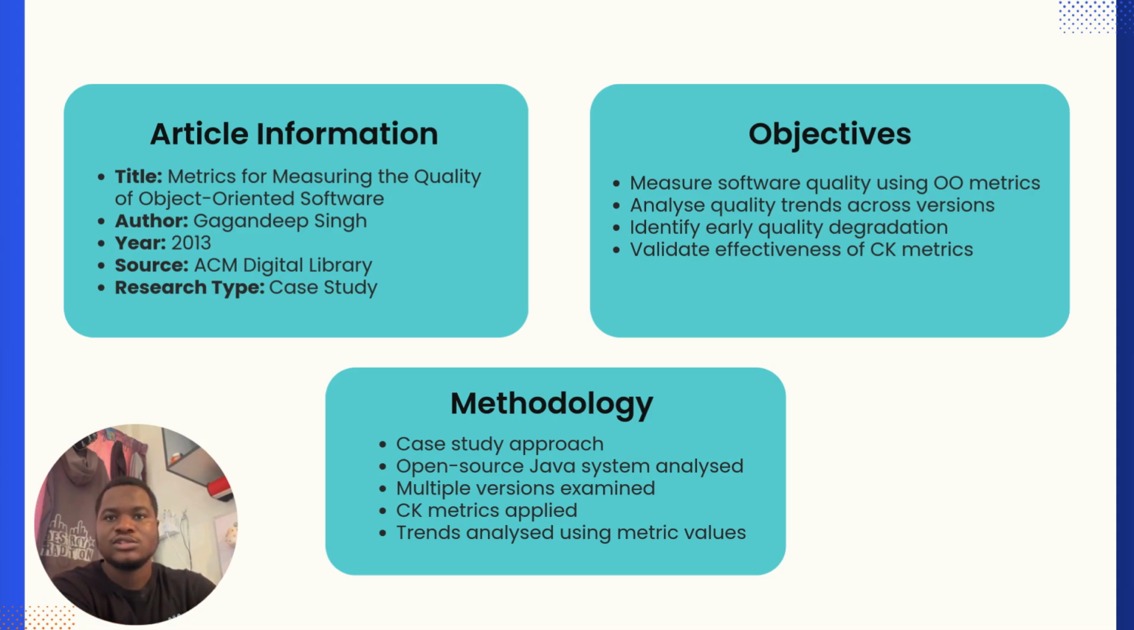The paper uses a case study approach to evaluate software quality using object-oriented metrics. The main objectives of the article are to measure software quality across multiple versions using object-oriented metrics and to analyze how software quality changes over time. It also aims to identify early signs of quality degradation and to validate the effectiveness of the CK metrics as quality indicators. In terms of methodology, the original study analyzed an open source Java system across multiple versions.